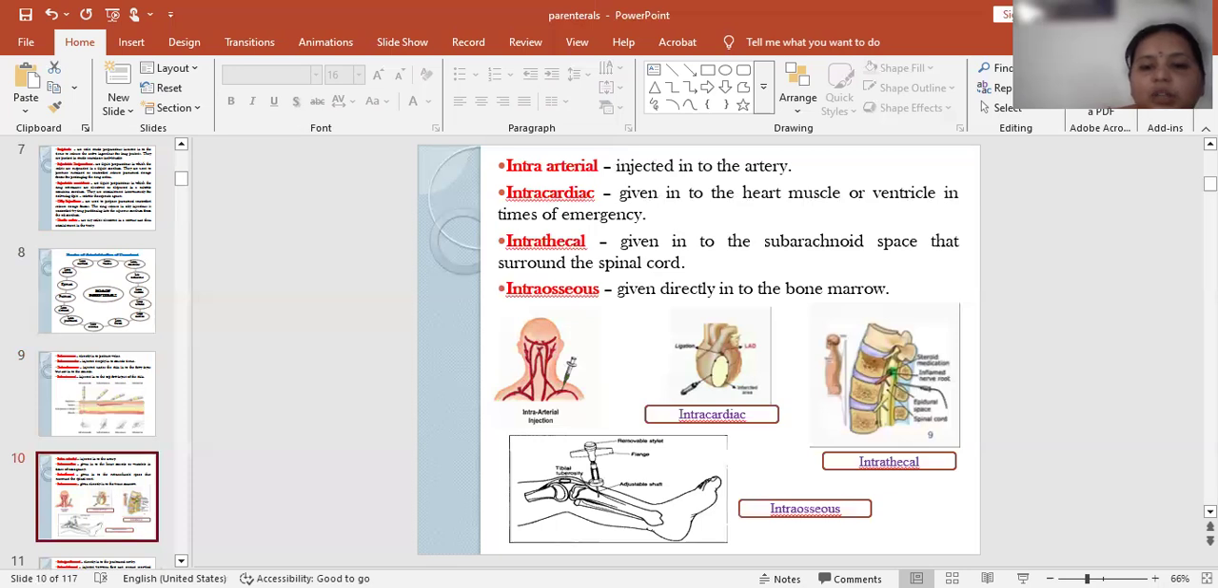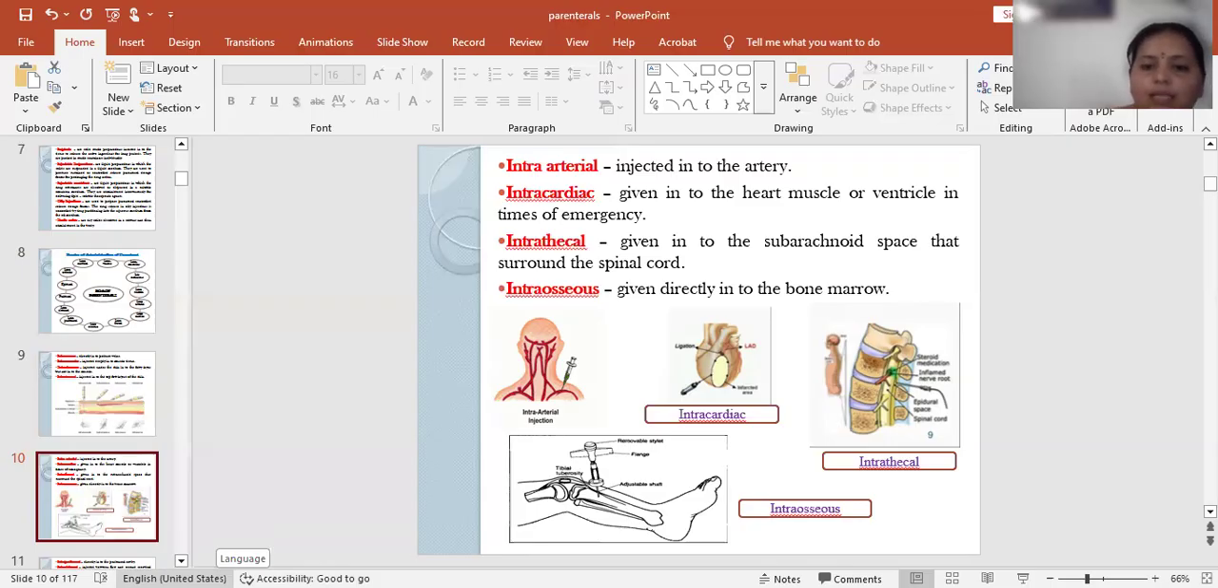This one is injected into the arteries. So here we can see the picture of intra-arterial. Okay. And next, intracardiac. This is given into the heart muscle or ventricle in times of emergency. And next, intrathecal. This is given into the subarachnoid space that surrounds the spinal cord.